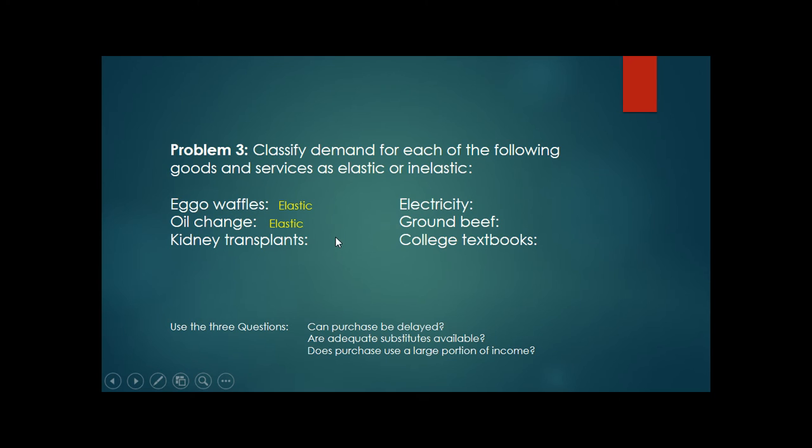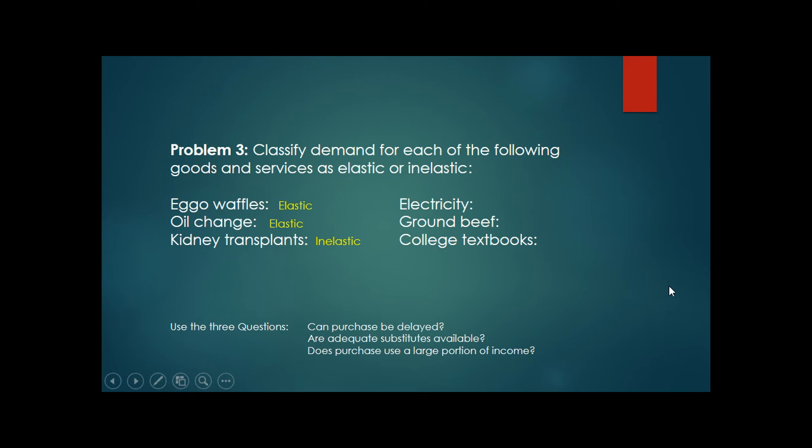Kidney transplants. This is going to be the easiest one. Can it be delayed? Adequate substitutes available? Does it use a large portion of your income? The answer to all those questions is no. So therefore, it is inelastic. If you need a kidney transplant, you're going to get a kidney transplant. That's it. There are no other substitutes. There's no options. There's no, I'm going to wait for the price to go down. If you can't wait for the price to go down, then it is inelastic.